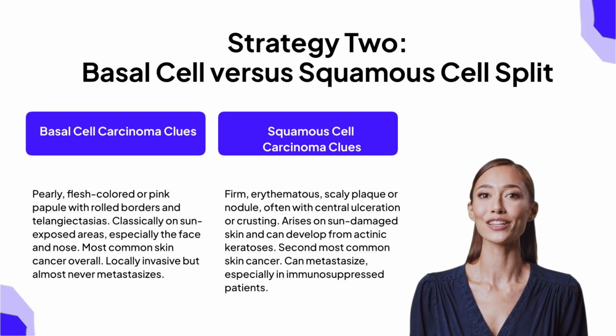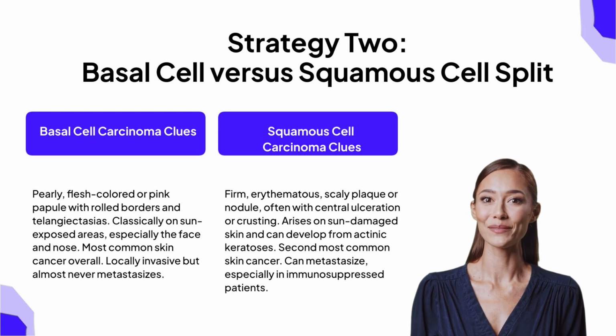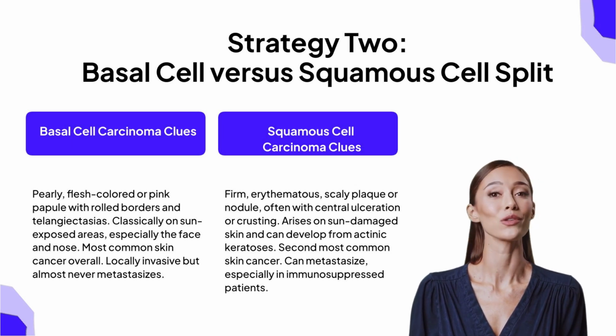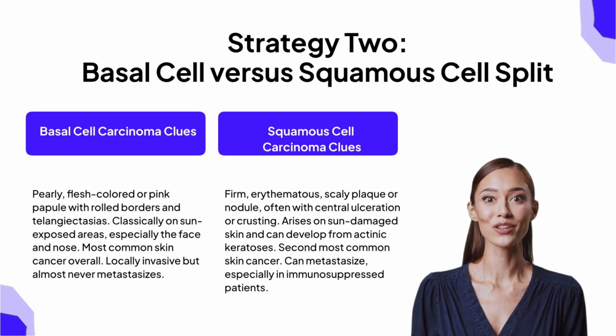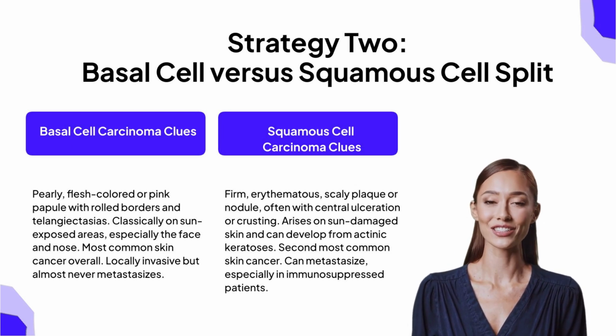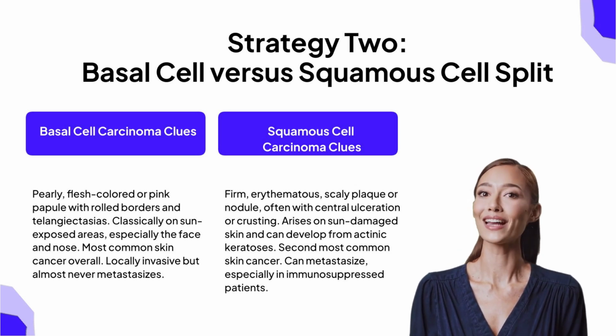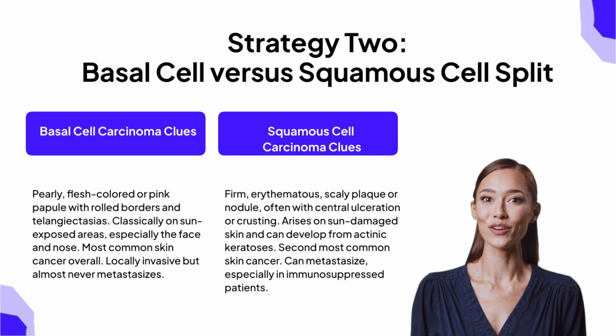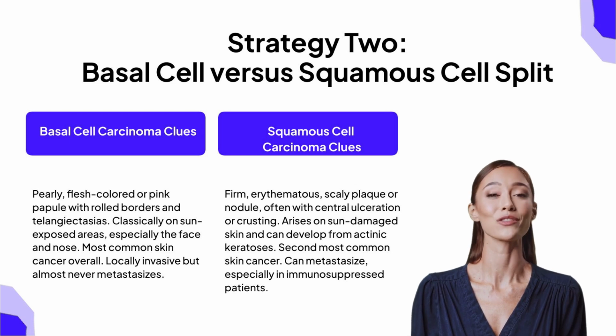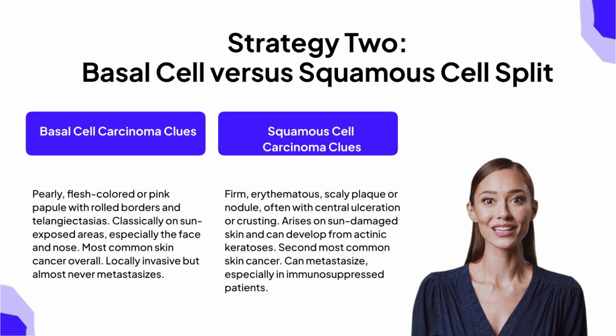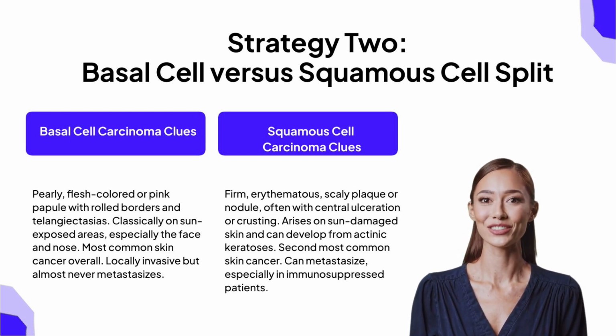For squamous cell carcinoma, look for a firm, erythematous, scaly plaque or nodule, often with central ulceration or a non-healing wound. It typically arises on chronically sun-damaged skin and can develop from pre-existing actinic keratoses. The key difference is that squamous cell carcinoma can metastasize, especially in immunosuppressed patients. Whenever a question mentions a non-healing ulcerated nodule on sun-exposed skin with indurated borders, squamous cell carcinoma should be at the top of your list.